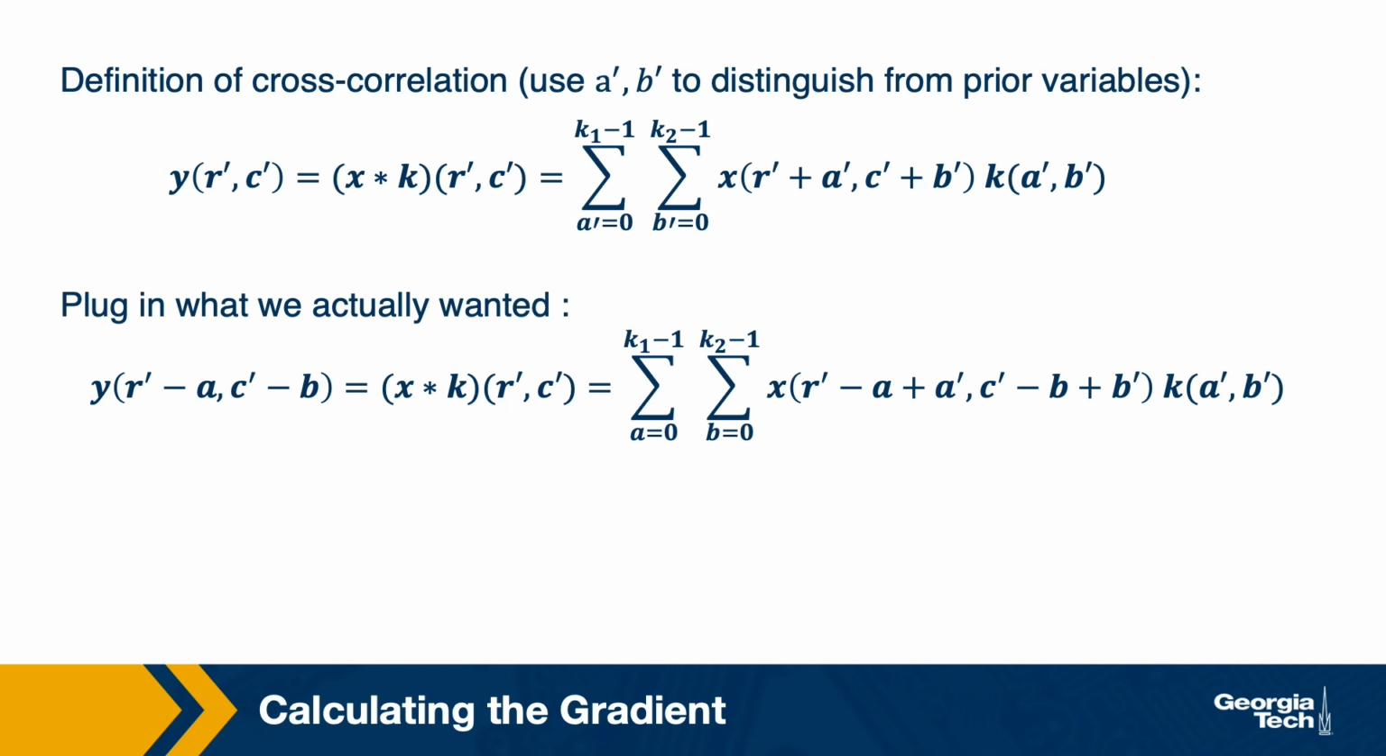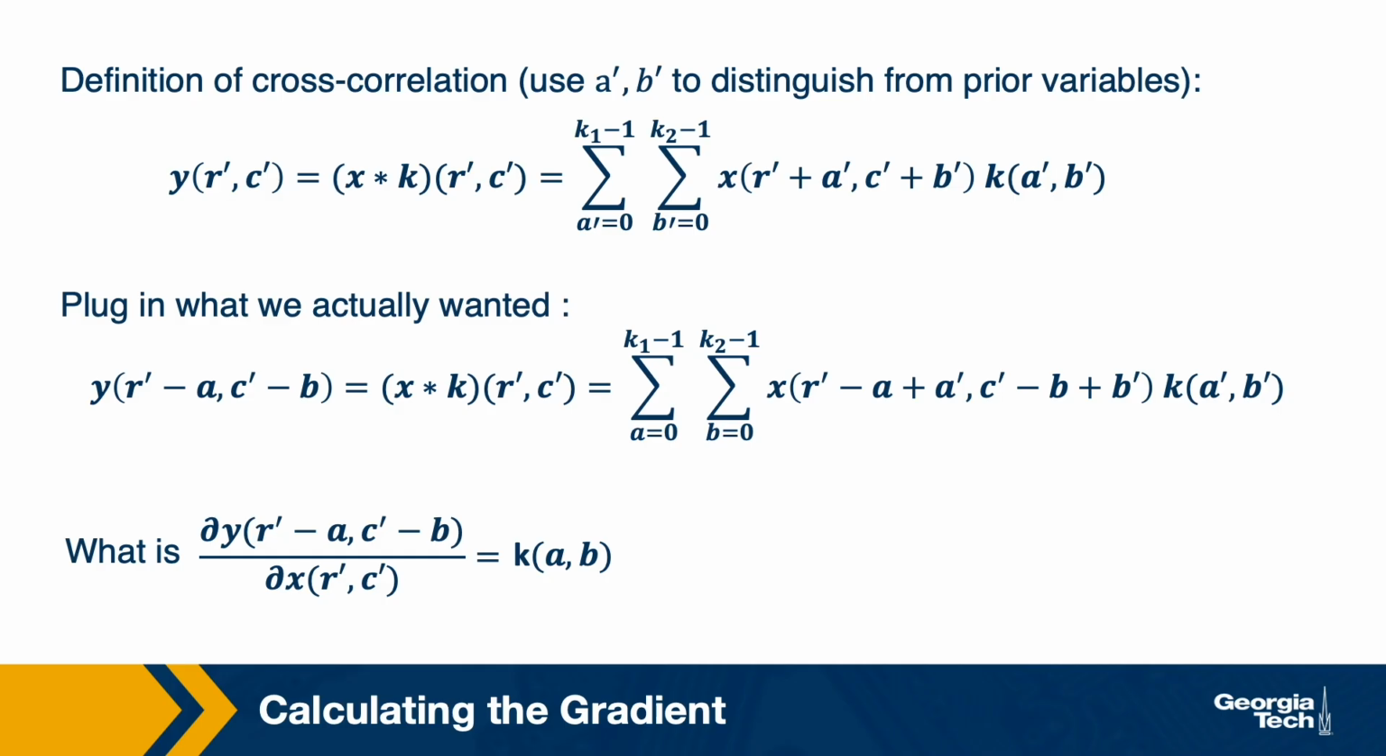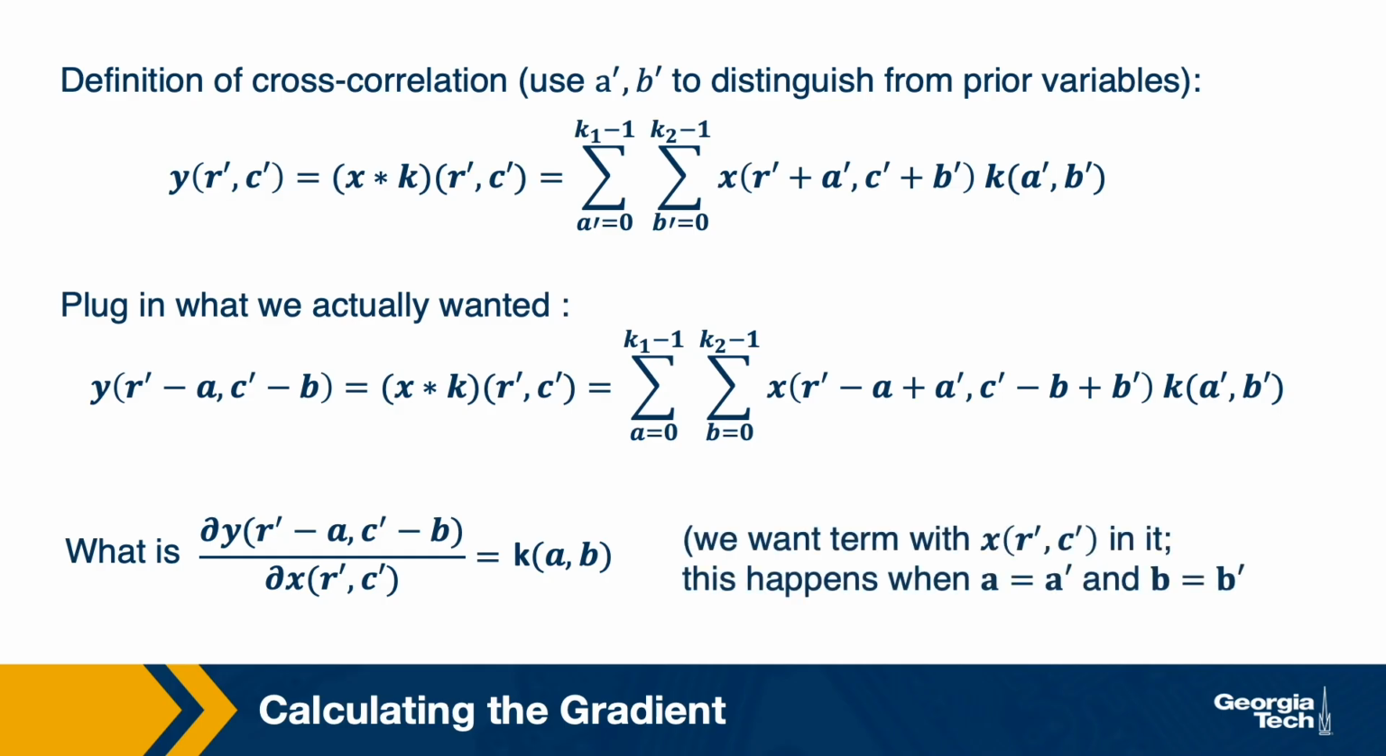Again, this just comes from the definition of cross-correlation. And so we want to compute the partial derivative of y of this pixel r prime minus a, c prime minus b with respect to the input pixel x of r prime, c prime. So what do you think that comes out to? That is, which of these terms in the double summation actually touch this pixel x of r prime, c prime? Because all the other terms that touch different input pixels don't matter. And so it turns out it's just the kernel of a, b. The reason is that we want the term with x of r prime, c prime in it. And this happens when a equals a prime and b equals b prime.